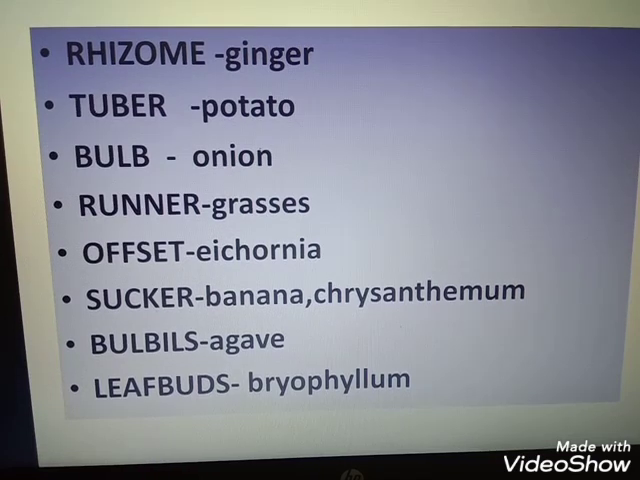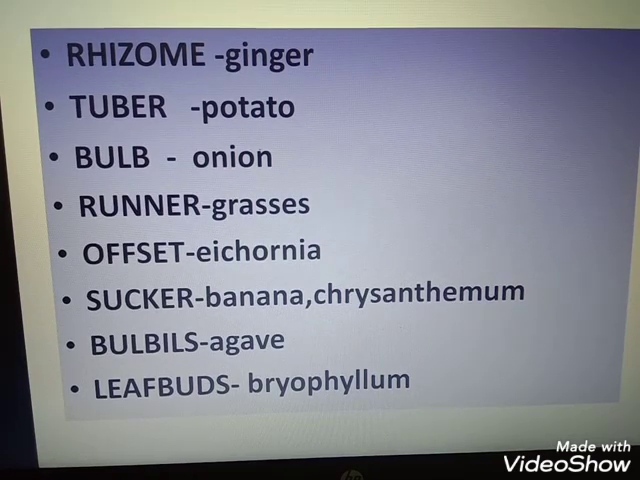And the next group is bulbils. Instead of flowers, aerial vegetative buds. So here the type of bud is vegetative buds. Instead of flowers, aerial vegetative buds develop into the inflorescence axis. Such aerial buds are known as bulbils. On the detachment of these bulbils, new plants result. Clear? That type of vegetative propagation is bulbils. Example for this bulbil is agave plant. Agave plant is otherwise known as century plant.